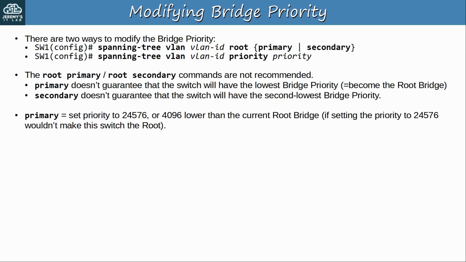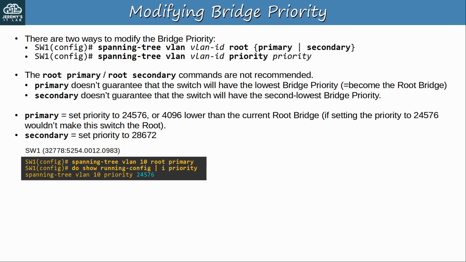The primary option sets the priority to 24576, or 4096 lower than the current root bridge, if setting the priority to 24576 wouldn't make this switch the root. However, as we'll see soon, there are some cases where the command won't work. The secondary option is simpler. It sets the priority to 28672, regardless of the priority values of other switches in the LAN.